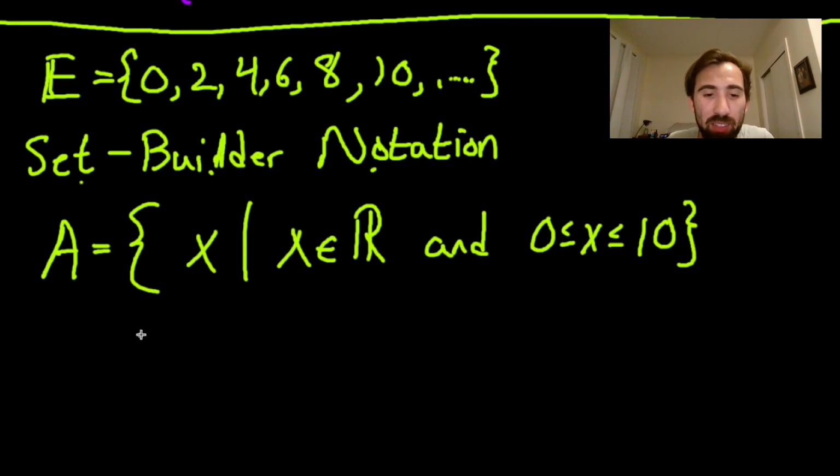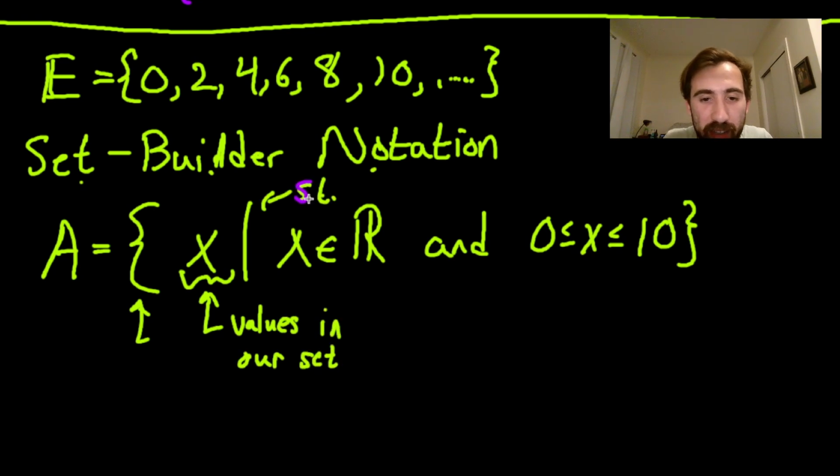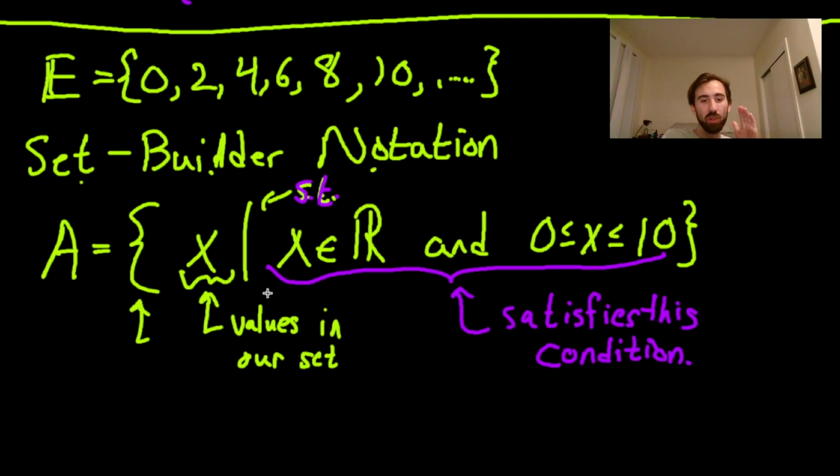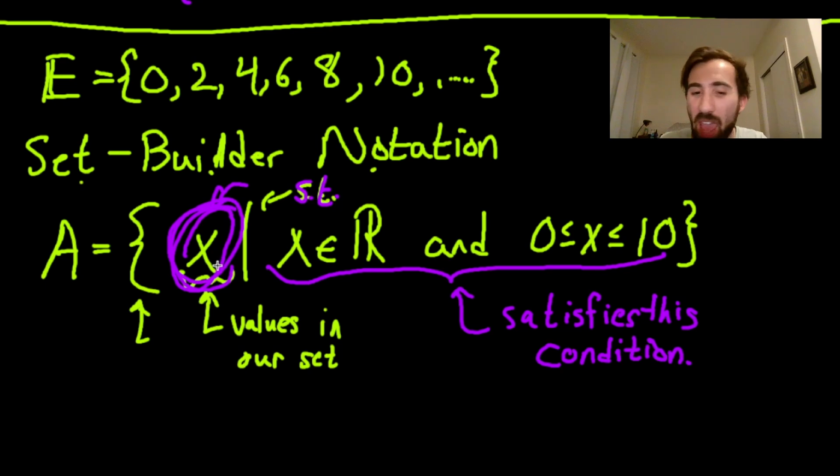So what is this doing? This is saying, well, okay, build us a set of all values. These are the values that we are plugging into our set, so values in our set. This bar separates and means such that x satisfies this condition. Again, we're looking for the set of all values x, and remember that whatever is on the left side of this bar here is whatever we're plugging in.